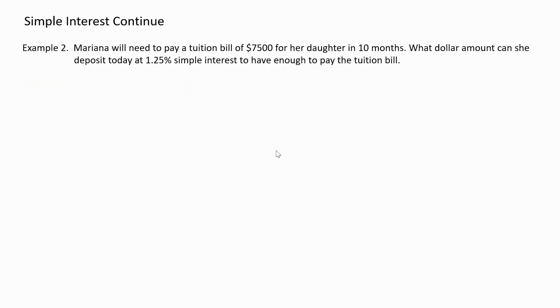Okay, now, example number 2. Mariana will need to pay a tuition bill of $7,500 for her daughter in 10 months. What dollar amount can she deposit today at 1.25% simple interest to have enough to pay the tuition bill? So solution. This is the formula that we're going to be using. Because on this one, she needs to pay a tuition bill of $7,500, right? So this is what she needs to pay in the future. So we're looking for the present value.